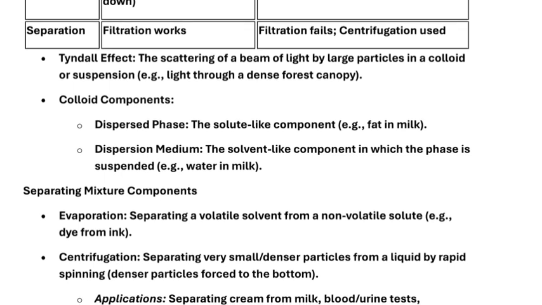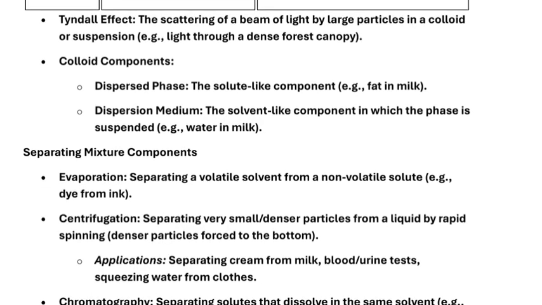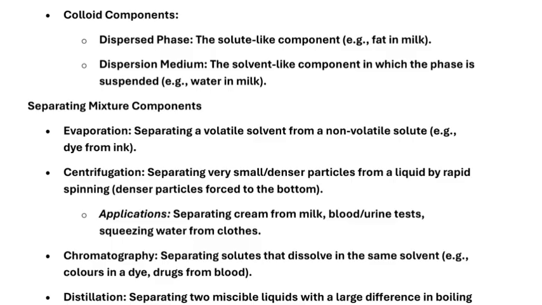Colloid components: dispersed phase, the solute-like component, example fat in milk. Dispersion medium, the solvent-like component in which the phase is suspended, example water in milk. Separating mixture components: evaporation, separating a volatile solvent from a non-volatile solute, example dye from ink. Centrifugation, separating very small or denser particles from a liquid by rapid spinning, denser particles forced to the bottom.